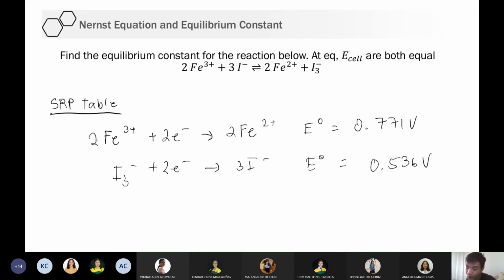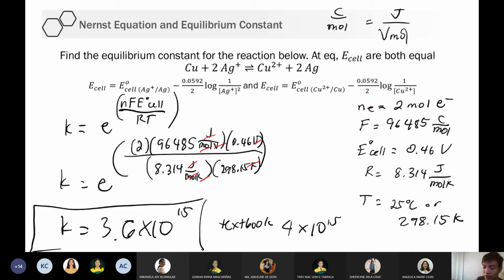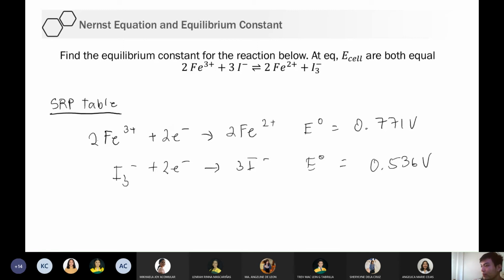Okay, so those are the cell potentials. Alamin mo lang sino yung anode, sino yung cathode. Pag sinubtract mo sila, you will get the E naught cell. Plug that into our delta G and you will solve for K. Okay? So basically, kung ano yung ginawa natin earlier, ganun lang din gagawin nyo.